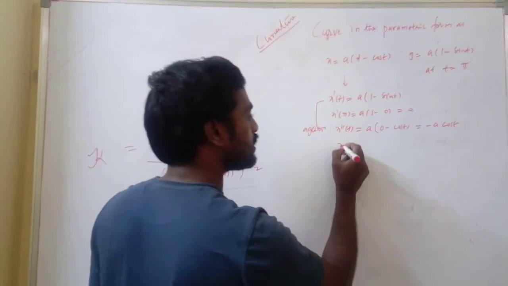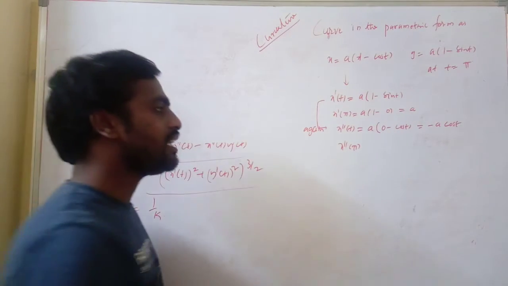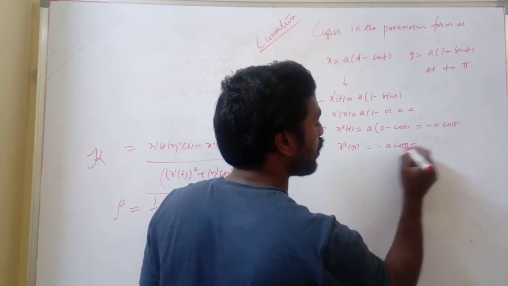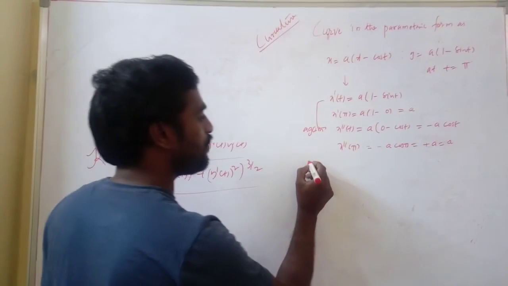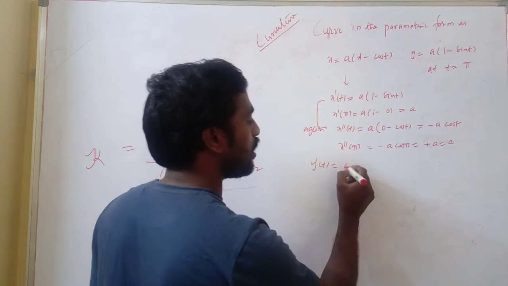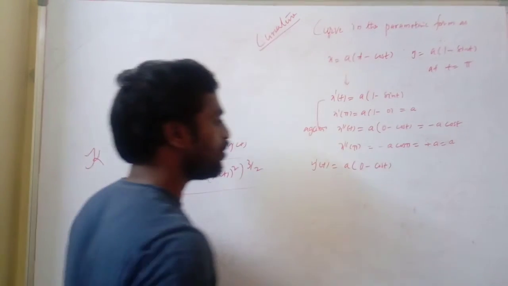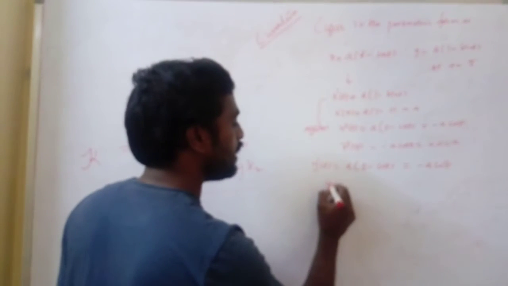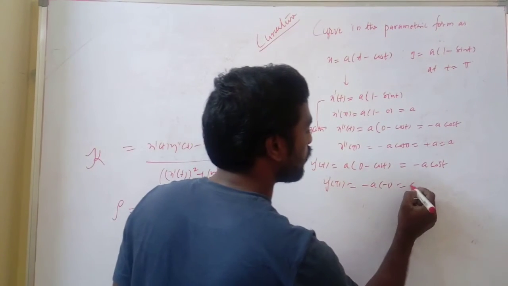Next, x second derivative of pi, substituting t equal to pi, is equal to minus a into cos pi, which is minus 1. Minus of minus 1 is plus 1, so finally plus a, which is equal to a. Next, differentiate y. y dash: a is constant, the derivative of 1 is 0, minus the derivative of sin is cos t. So you can write minus a cos t, and at t equal to pi, y dash of pi is equal to minus a into minus 1, which is equal to a.